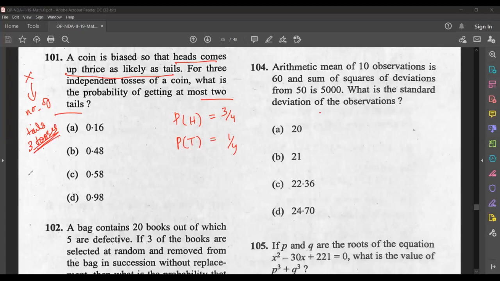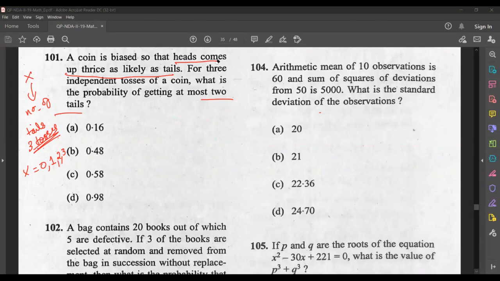If in the first toss no tail comes, X can have value 0. If in any toss 1 tail comes, that is 1. Then if 2 tails come, 2. Then if in 3 tosses we are getting all tails, it is 3. So the possible values of X are 0, 1, 2, 3. Now we have to find the probability of X equal to 0, 1, 2, 3.